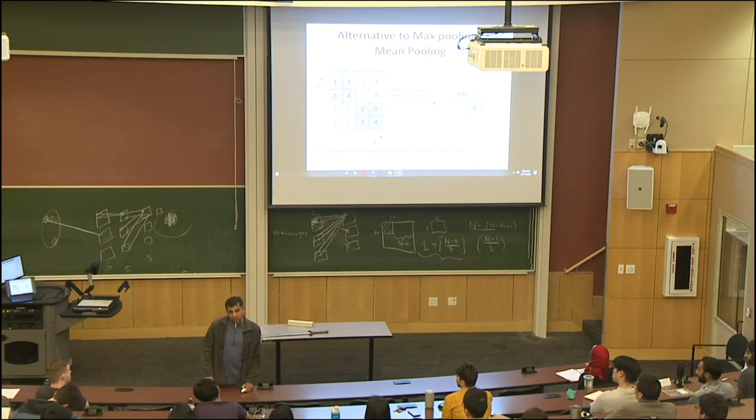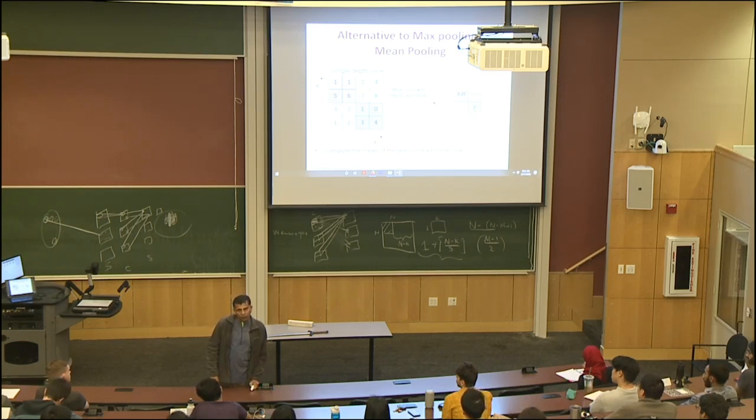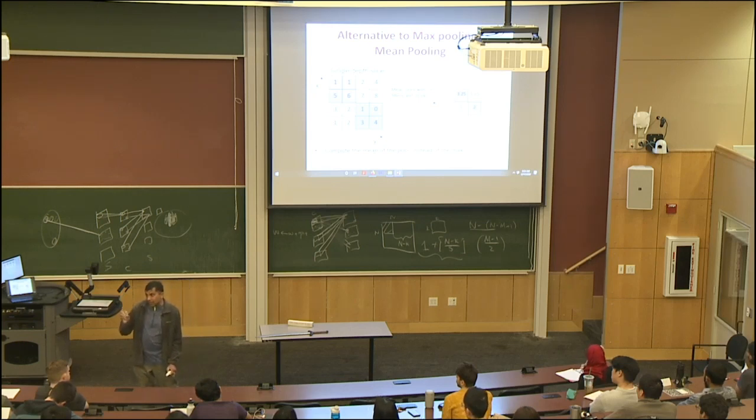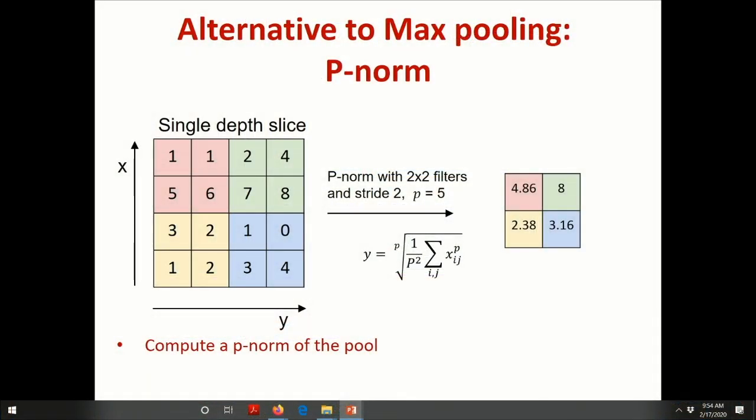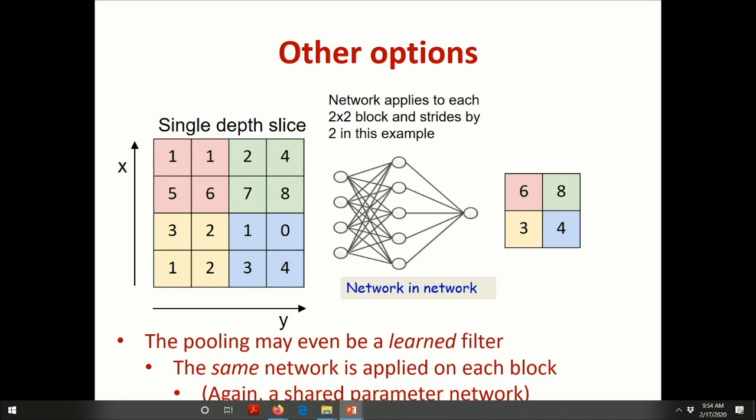Now the max is one operation, but there are other alternatives, right? You could be looking at the mean of all four, and that might actually make more sense in some scenarios. So instead of picking the max, you could pick the mean. Or you could even put them through a softmax, right? Or you can put them through some kind of a p-norm. Or you can even replace this entire max operation with a learned network which figures out how to combine all the pixels in that value to give you a best guess for whether the specific pattern occurred or not.